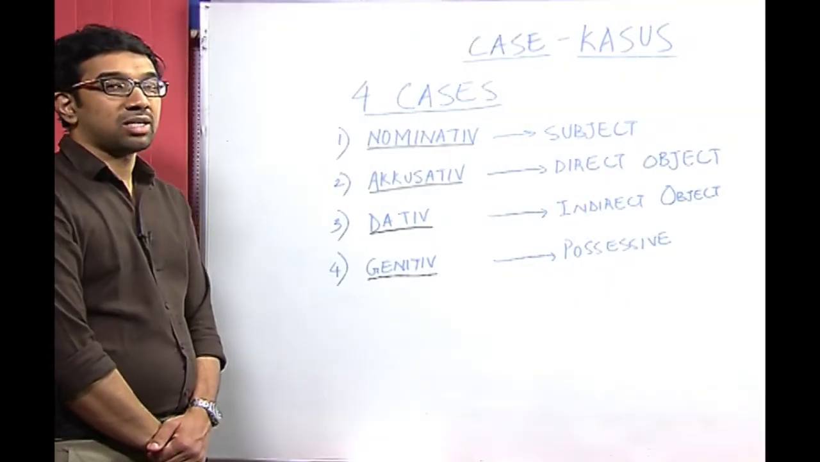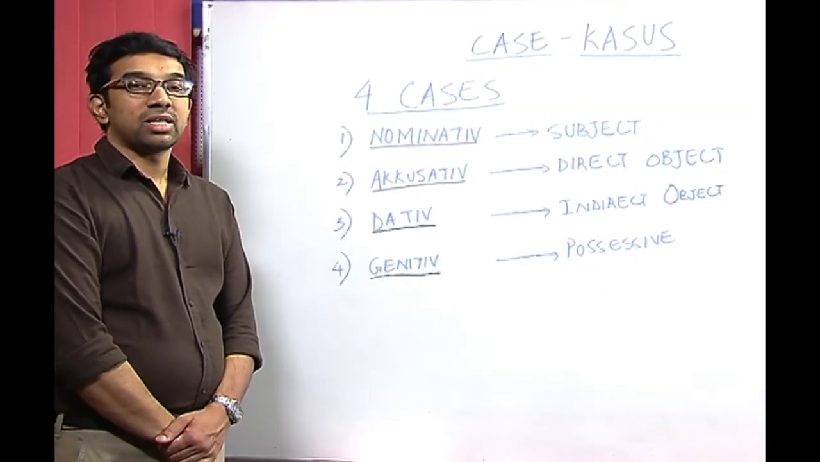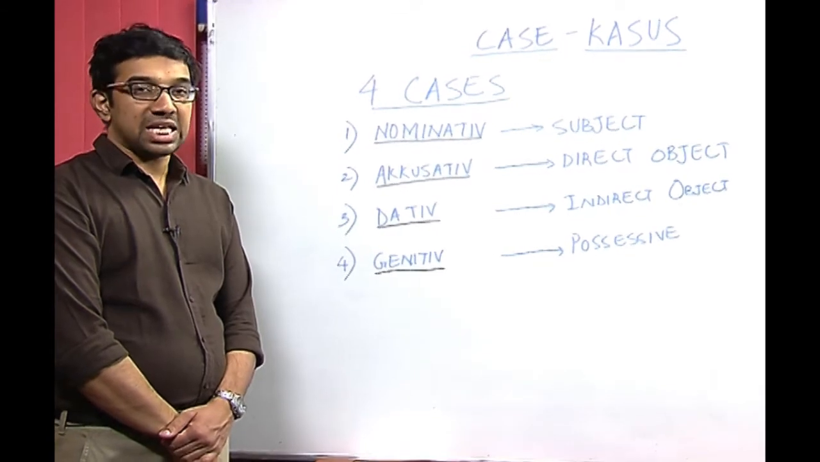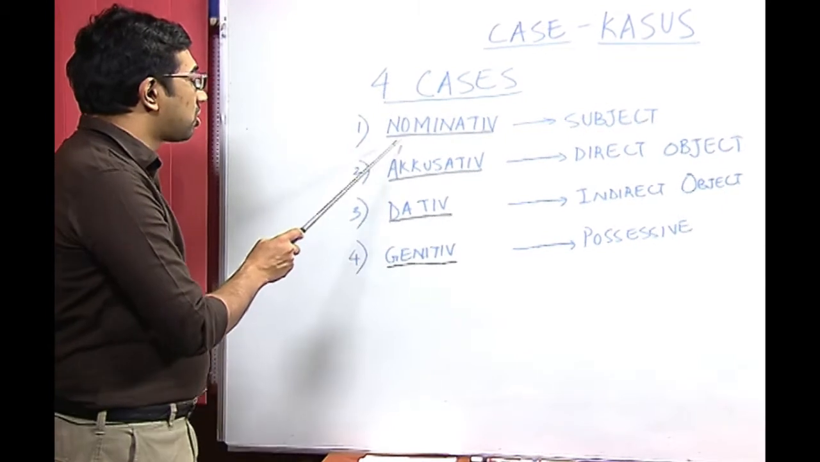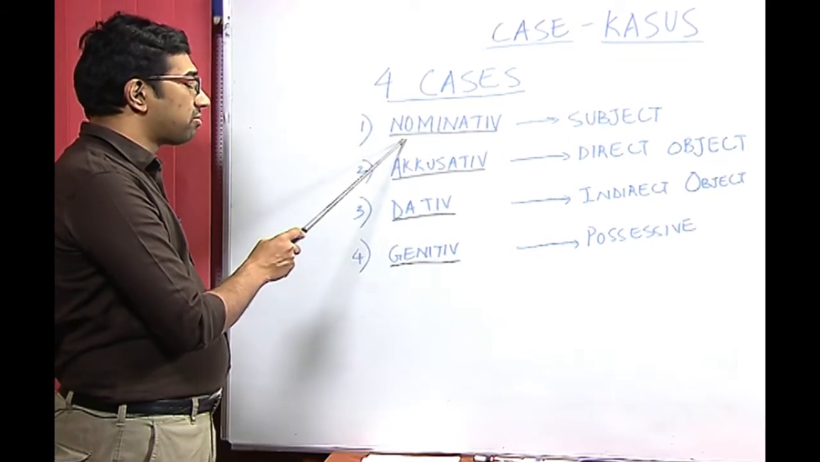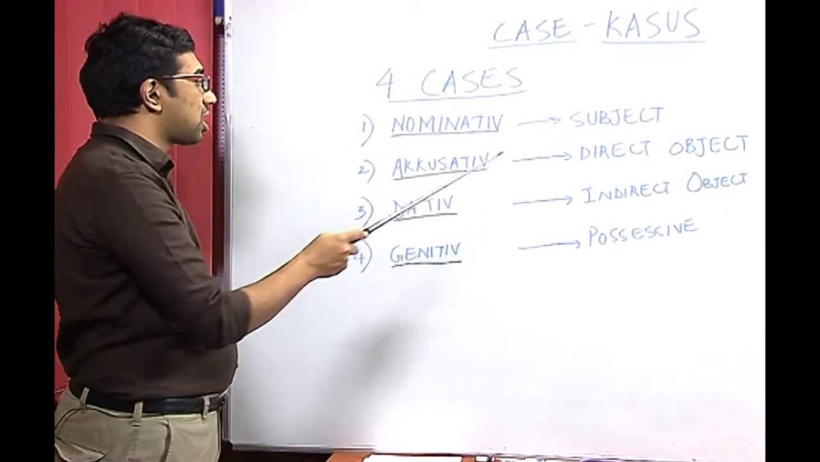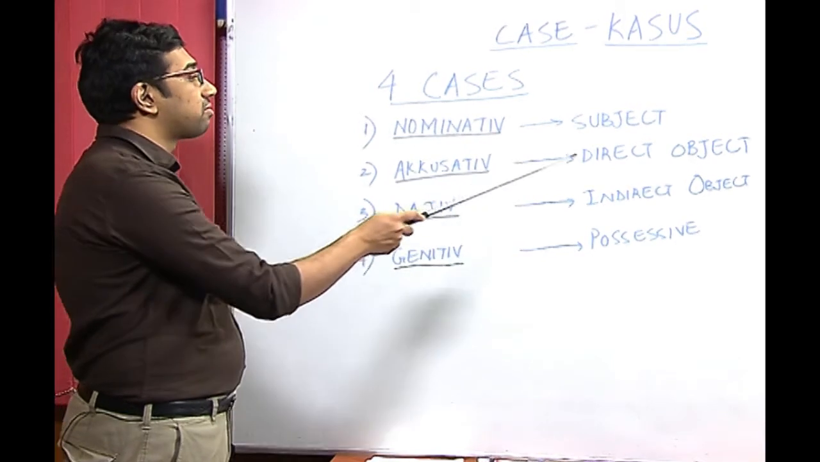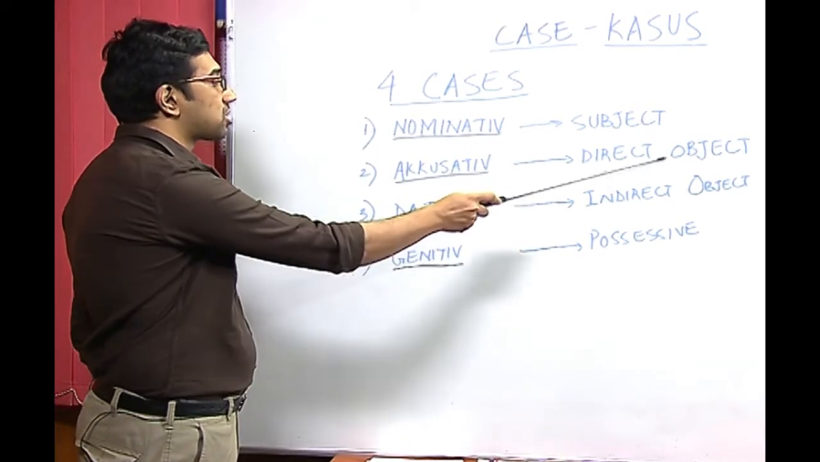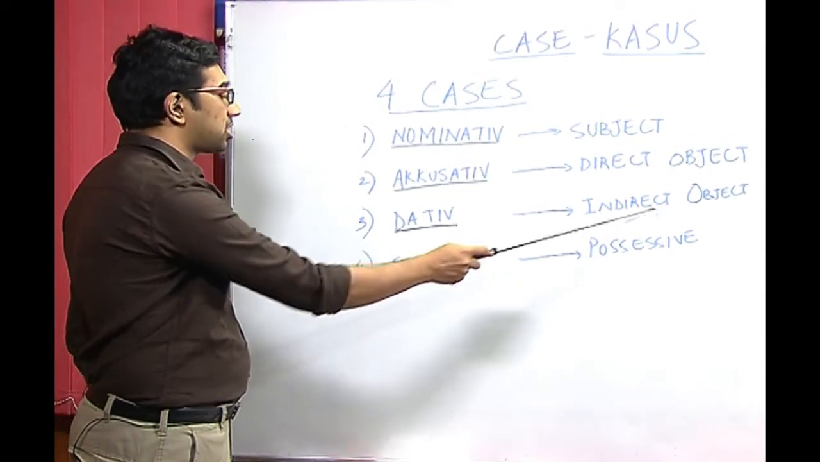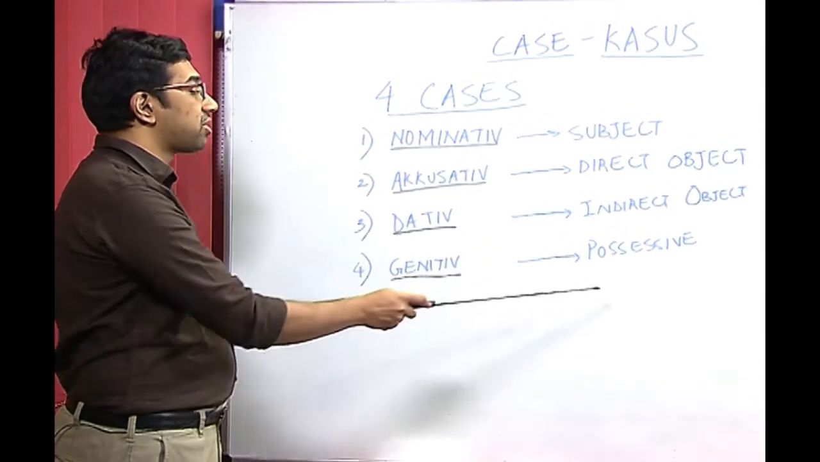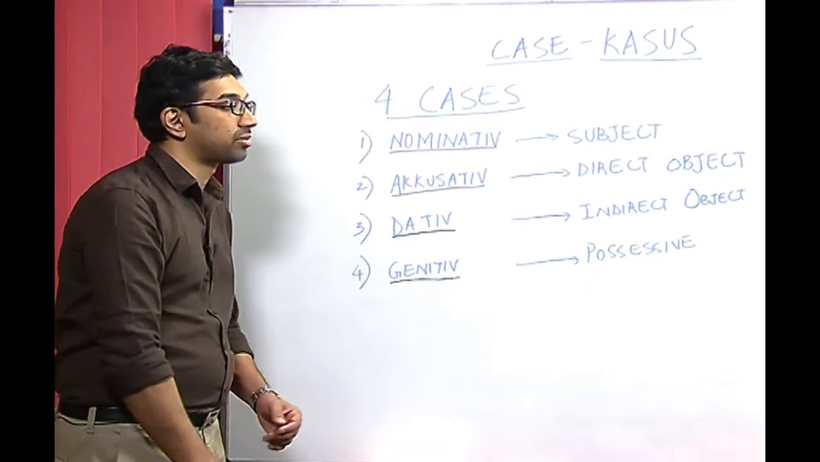As you can see, in German there are 4 cases, and they are nominative, which is the subject case, accusative, which is the direct object, dative, indirect object, and genitive, which is the possessive case.